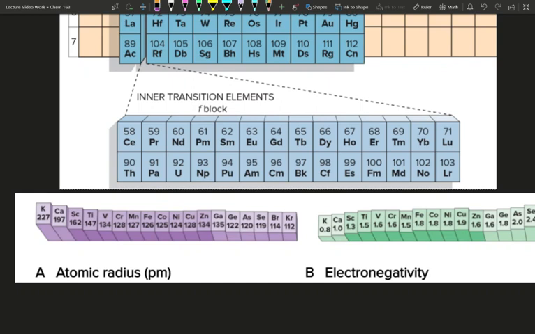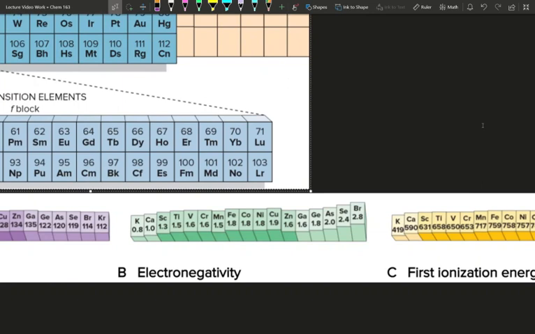Similar behavior is seen for the fifth and sixth periods as well. The atomic size does not change significantly across the d series, and its largest change tends to happen at the very beginning.